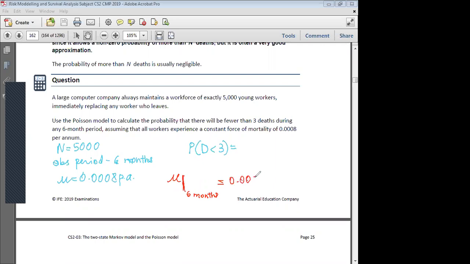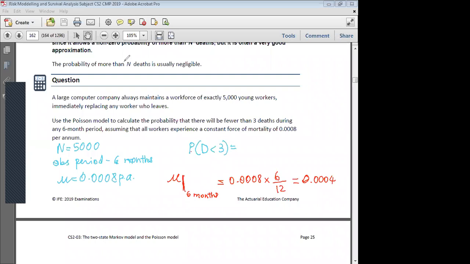So it will just be 0.008, and because we have 6 months that we're looking at, and each year has 12 months, we'll get this particular thing divided by half, which is just 0.0004. Okay, that's good. But now we want to figure out the probability that my D is less than 3.